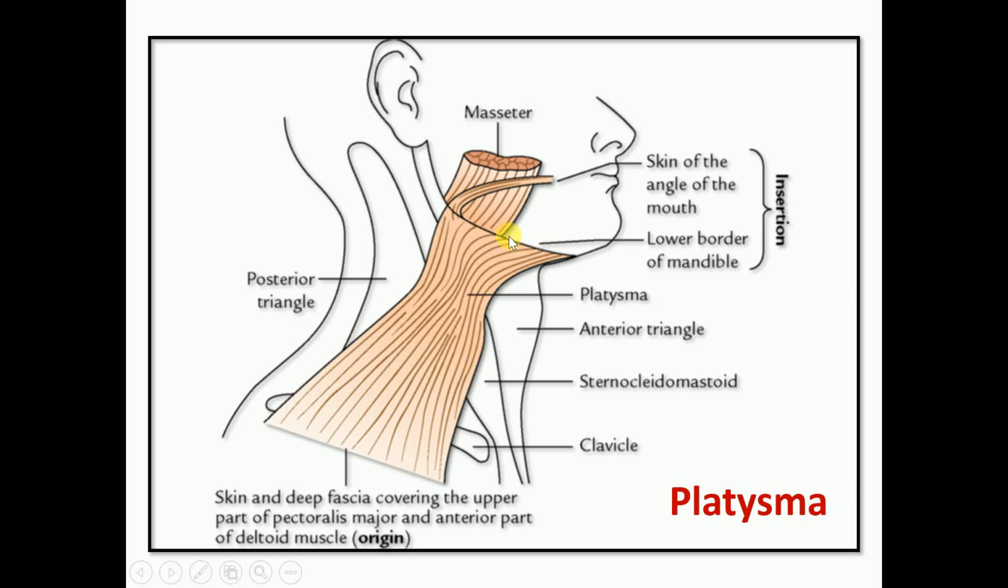Some posterior fibers pass superficial to the angle of the mandible and also the masseter muscle, and then they turn medially and insert into the skin of the angle of the mandible through the risorius muscle.